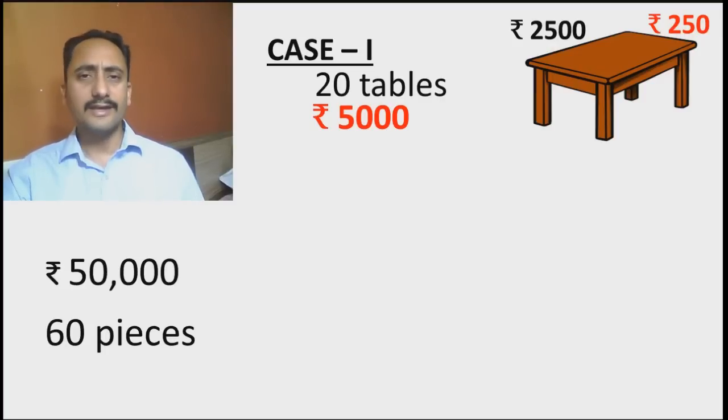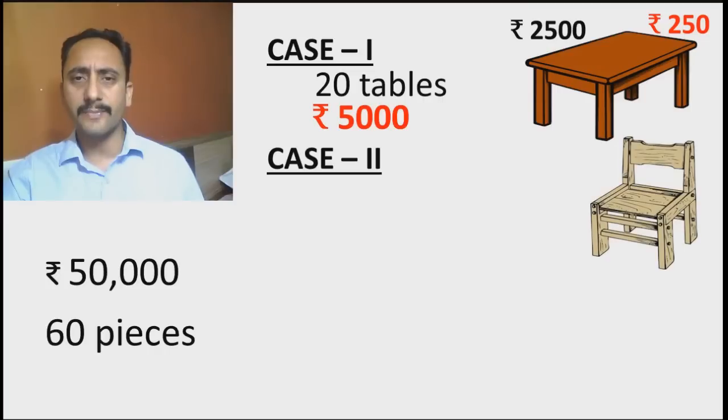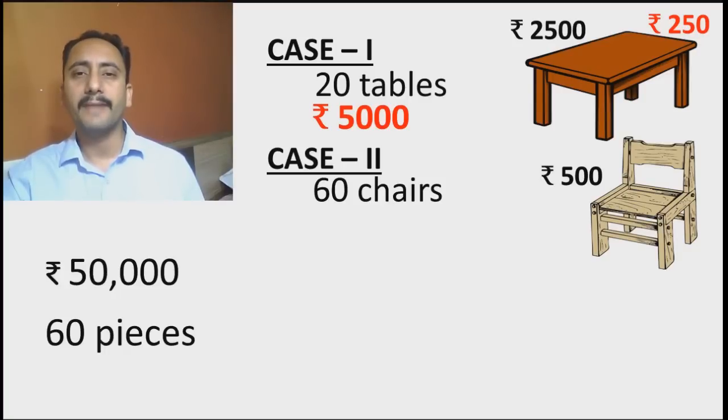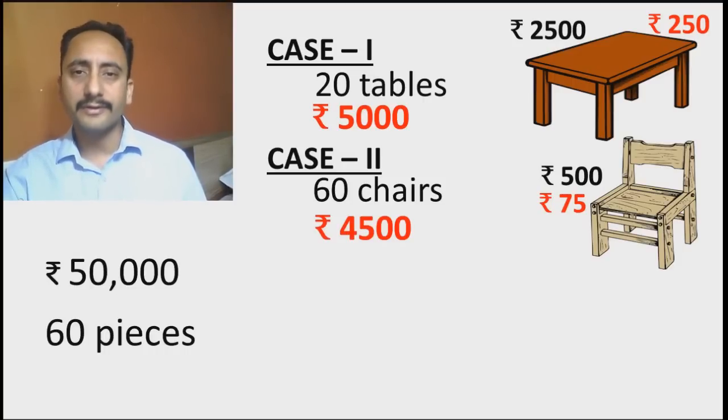And in case instead of tables he goes for chairs, the cost of each chair is rupees 500. He can buy 100 chairs, but again the problem is storage. He can't store more than 60 pieces. So in case he goes for all chairs, he'll buy 60 chairs. And for each chair, if the profit is rupees 75, then for 60 chairs he'll get a profit of rupees 4500. He kept on thinking whether he should purchase 20 tables or 60 chairs.